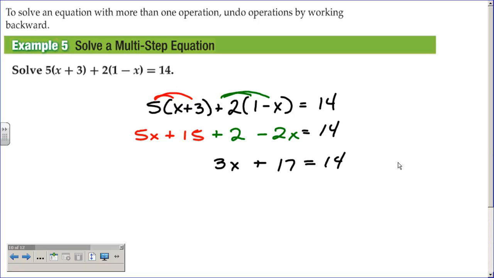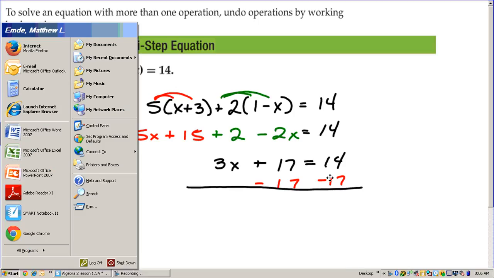Now we're ready to solve. Always use reverse order of operations when you're solving. So we're going to take care of our addition first by undoing it. In other words, subtraction. Okay. And 14 minus 17.